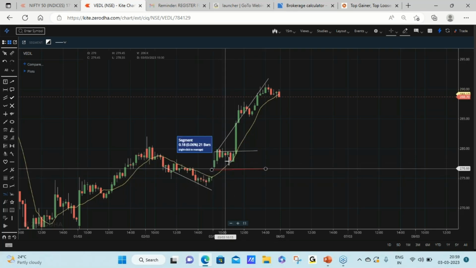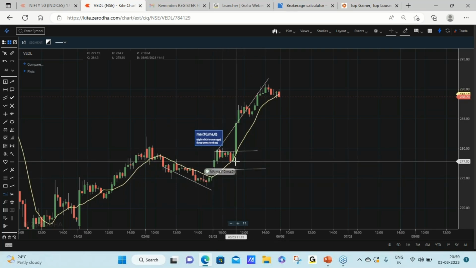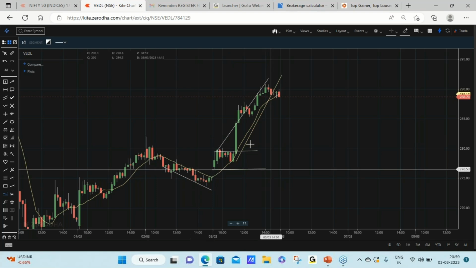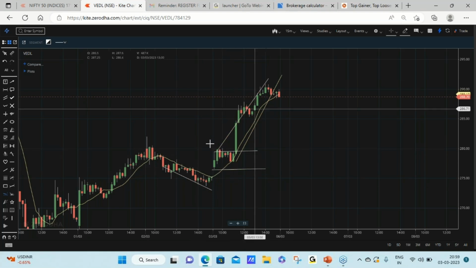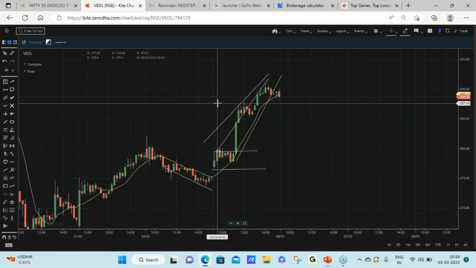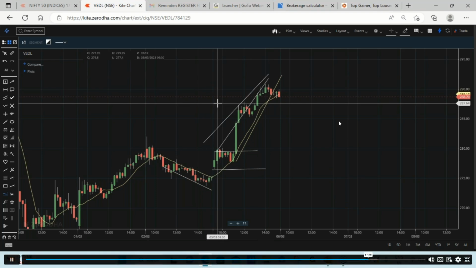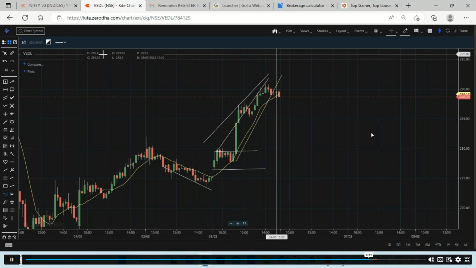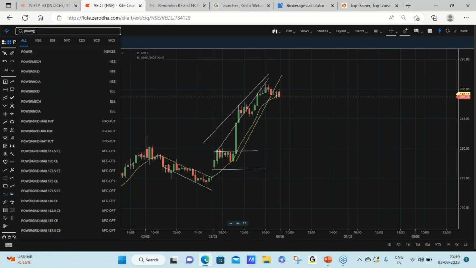The 10 SMA will act as a beautiful support. Once candles touch the 10 SMA, candles jumped upward, right? So the risk reward ratio is predefined, and you're trying to trade along with the trend. You're not going against the trend. That is how there's a lot of advantage. At least you're not taking wrong trades. Please concentrate on that. And you're trying to refine your trades.